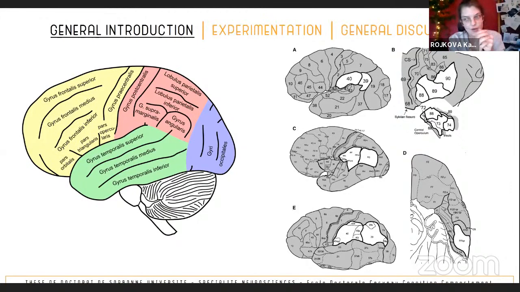So for centuries, people have been mapping especially cortical areas. They were more focused on that. They were thought more important than white matter. I will tell you more about that later.